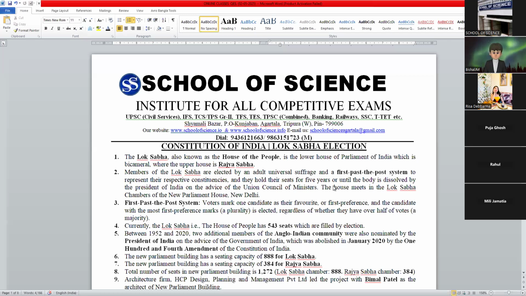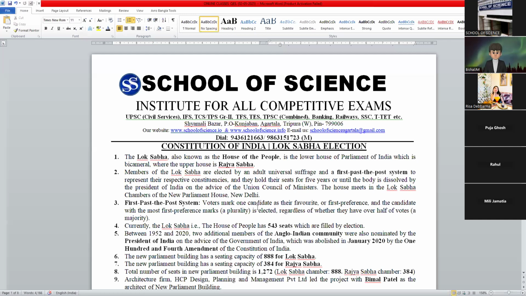Now, what do we mean by first past the post system? It means the voters mark one candidate as their favorite or first preference, and the candidate with the most first preference mark is elected, regardless of whether they have over half of votes, a majority.